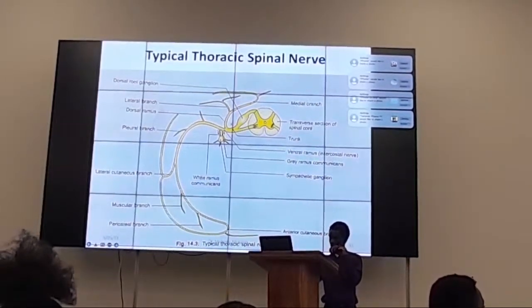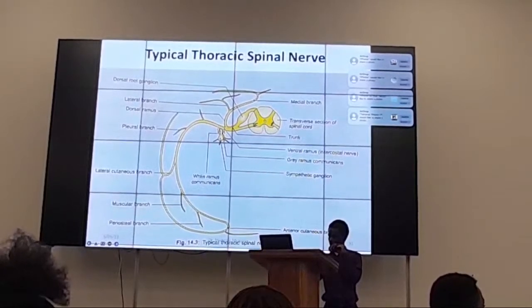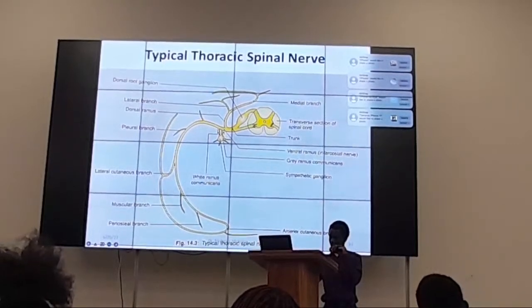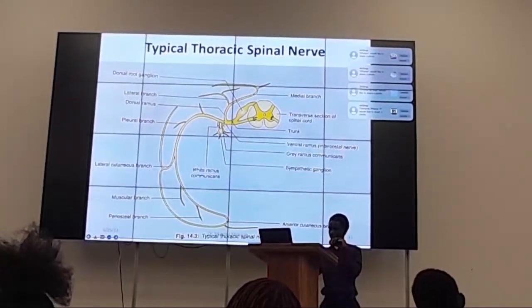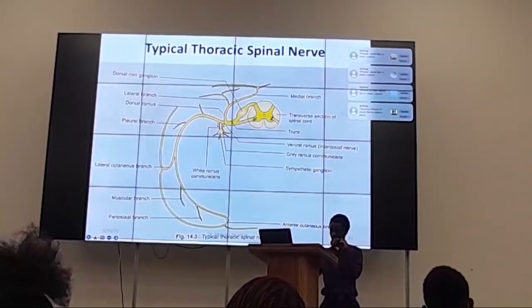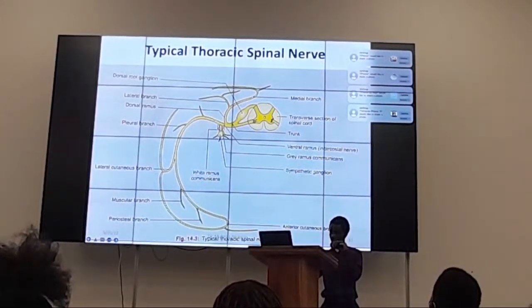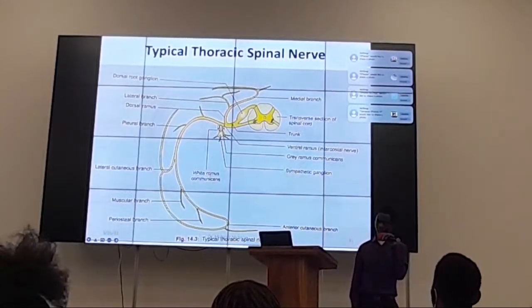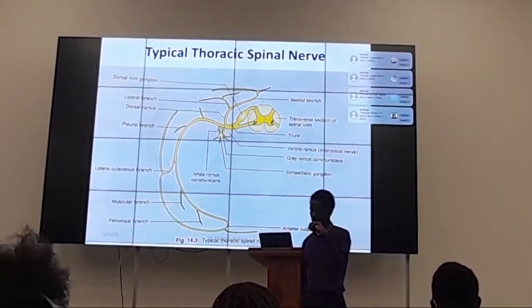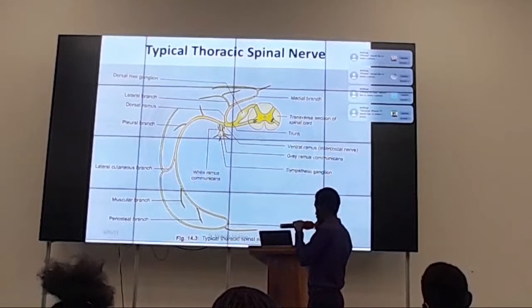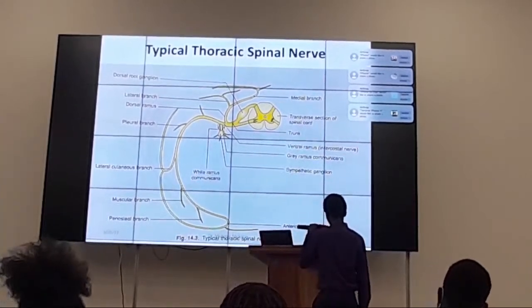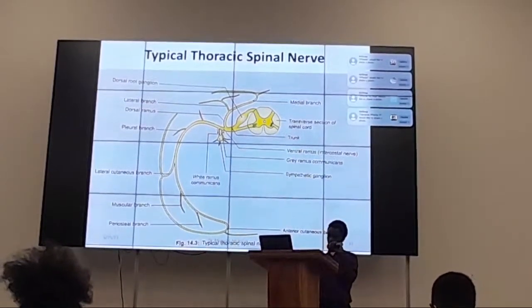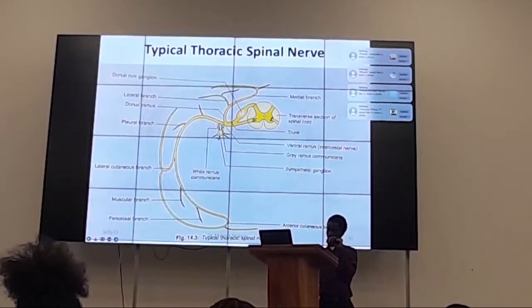Of note is the attachment of the sympathetic ganglion to the ventral primary ramus, through what we call the white and gray ramus communicans. Gray and white ramus communicans. Okay, rami communicans. Ramus is what? Rami is plural. So white and gray rami communicans. Okay, so we have this sympathetic ganglion.